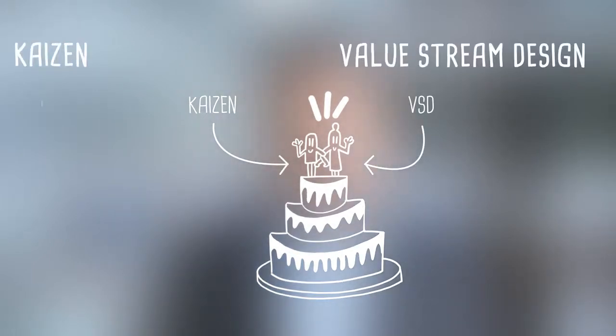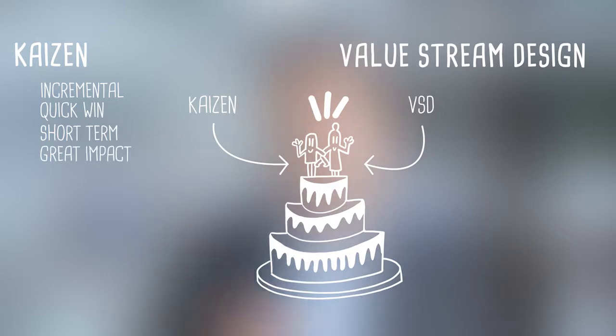To close this lesson, I would like to add that these two tools are quite complementary. Kaizen is usually an incremental change to stop a root cause, so usually a quick win since it is applicable in the short term with a great impact. Value stream design is a more disruptive change, driven by value creation, so more visionary, but also with more long-term impact. We recommend balancing both in order to have a good mix of quick wins and visionary and disruptive changes.